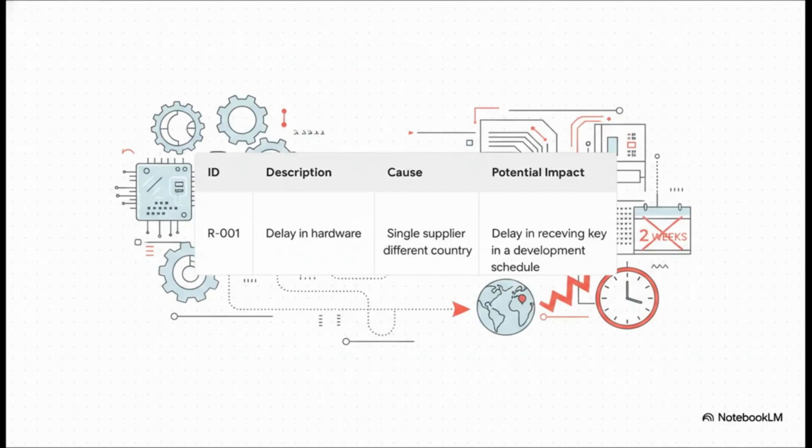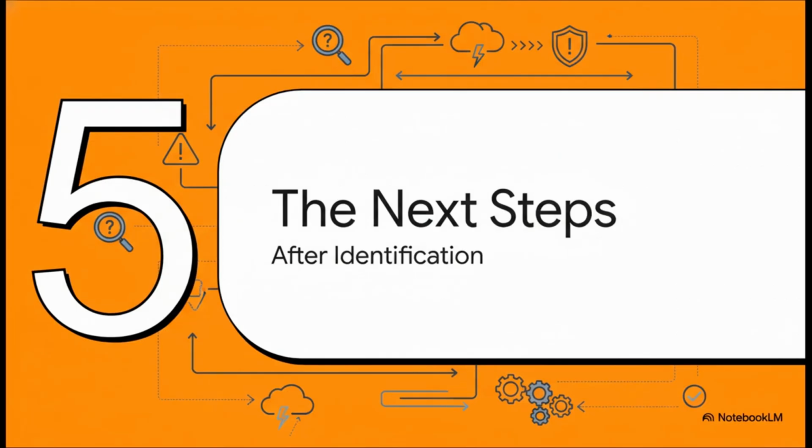Here, let's look at a really simple example. Let's say we have risk ID 001. The description is, delay in receiving key hardware. Okay, what's the cause? Single supplier located in a different country. And the potential impact? A 2-week slip in our development schedule. See how clear and straightforward that is? When you document risks this way, they stop being scary, abstract ideas and become tangible, manageable problems.